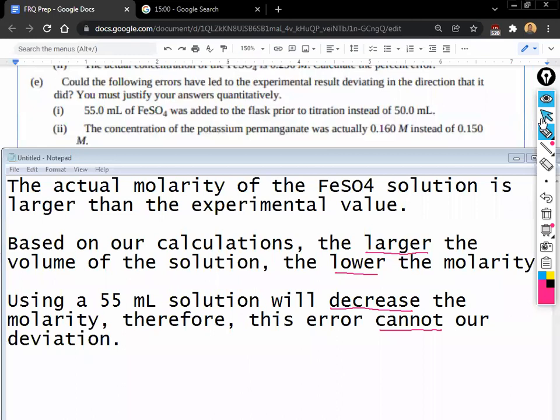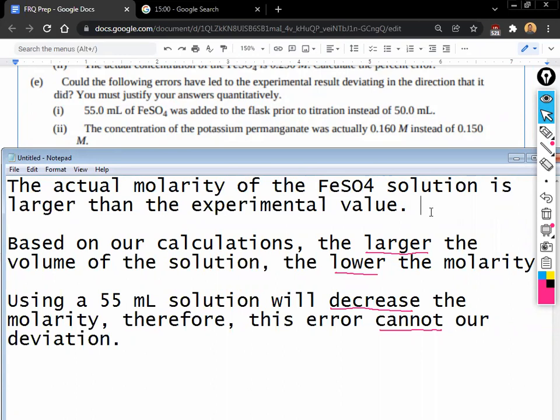Before we move on to the next one, I do want to mention, Mel pointed this out, but I did make a mistake, and looking at it now, I feel really stupid because the answer that I wrote makes no logical sense. If you have a larger volume, the molarity has to be smaller, not bigger. And so I highlighted the keywords that I messed up on.